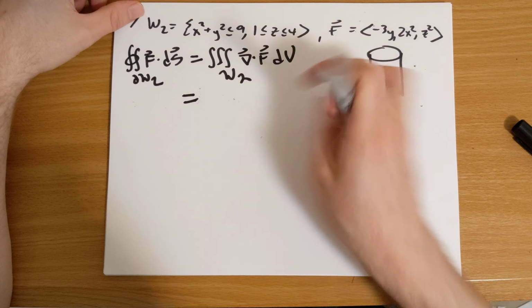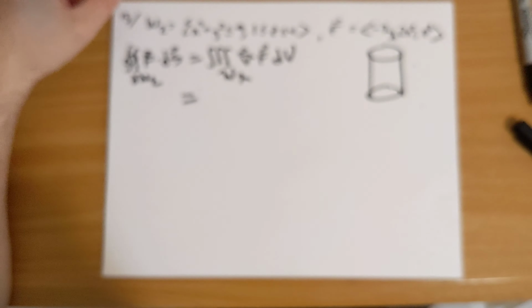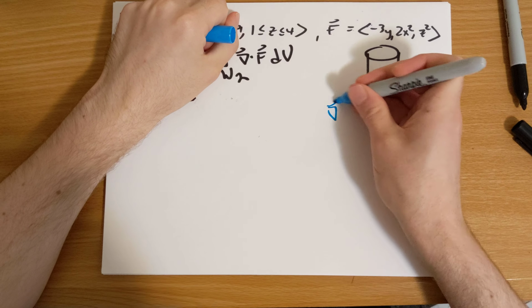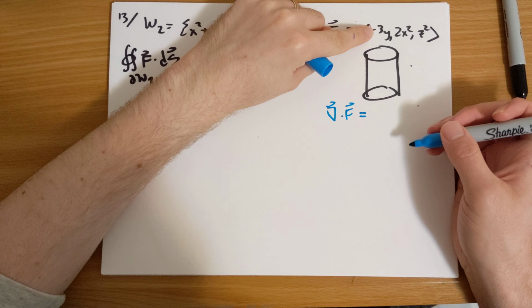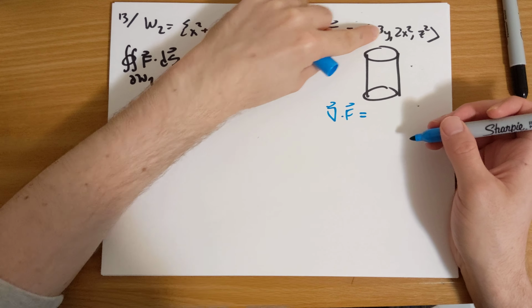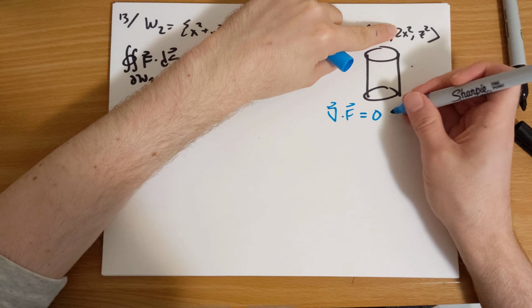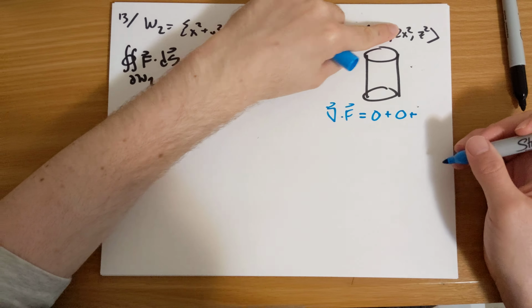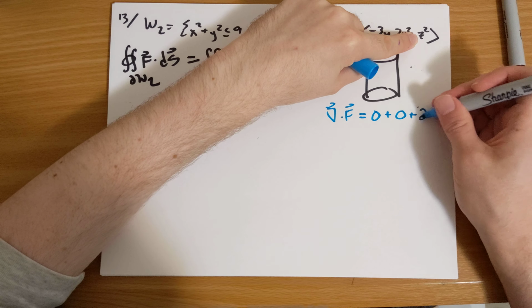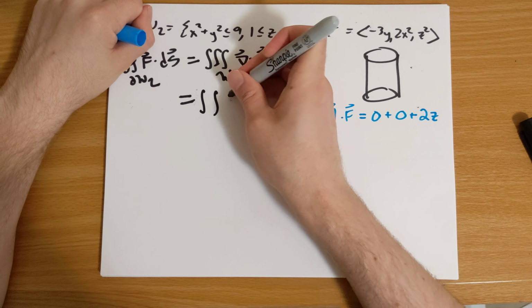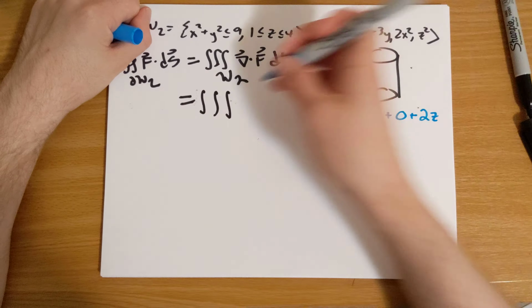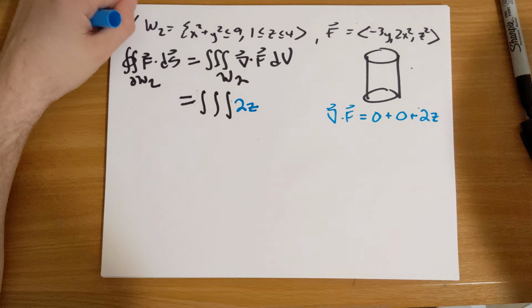So here is our calculation. We have to do the divergence. Let's do a little bit of side calculation here. The divergence of f is going to be: the partial derivative with respect to x is 0, the partial derivative with respect to y is 0, and the partial derivative with respect to z is 2z. So we are going to be integrating 2z here.